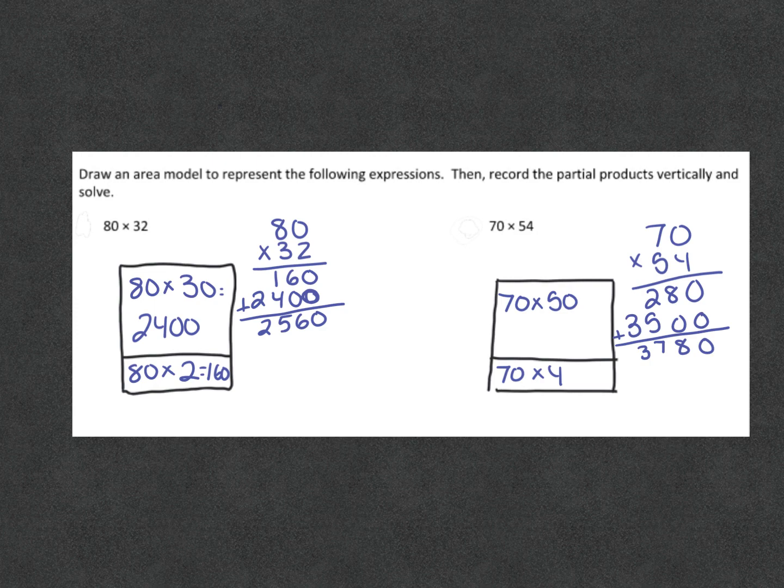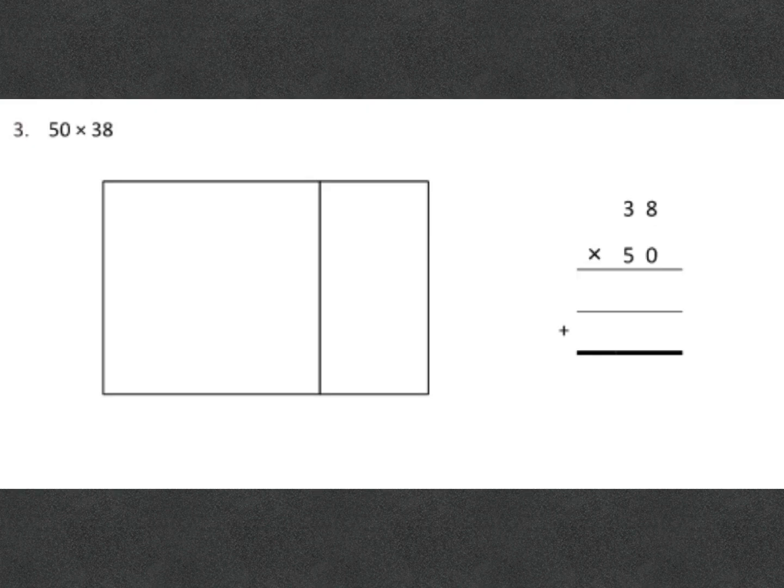In the box, we have 70 times 50, which equals 3,500. And 70 times 4, which equals 280. Add those together, and we get 3,780. Lastly, we have 50 times 38. So, in the big box, we are going to put 50 times 30. And in the smaller one, we're going to put 50 times 8.